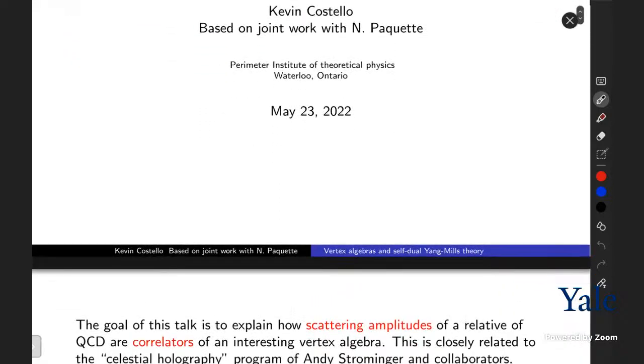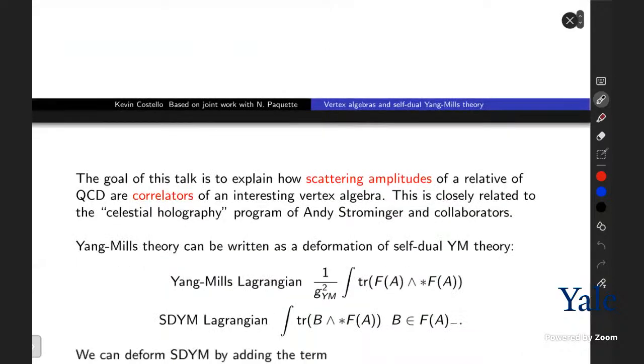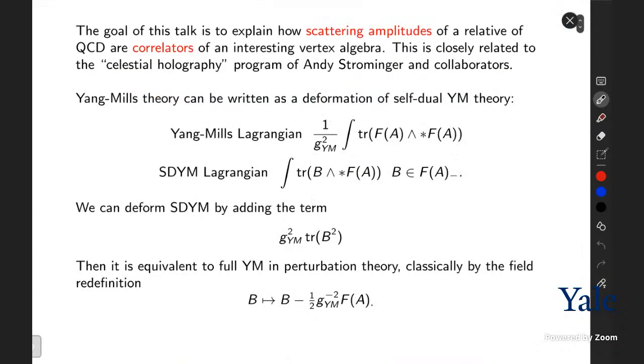Everything I'm talking about today is joint with Natalie Paquette. What we want to explain is how scattering amplitudes of a certain simplified cousin of QCD are correlators of an interesting vertex algebra. What we'll find is the vertex algebra is a kind of vertex quantum group, in that it's a deformation of a Kac-Moody algebra. So it's like a deformation of a vertex enveloping algebra.